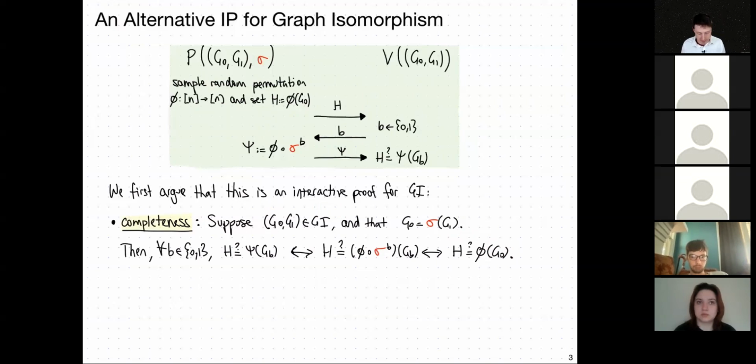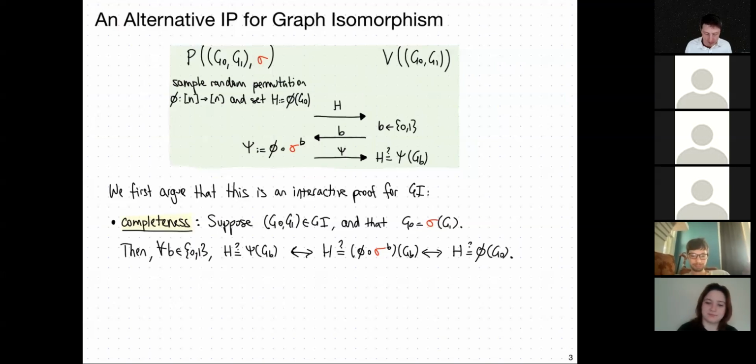Are we convinced that this strange looking interactive proof has perfect completeness? All right, at least one person is convinced. So 2 people, good.